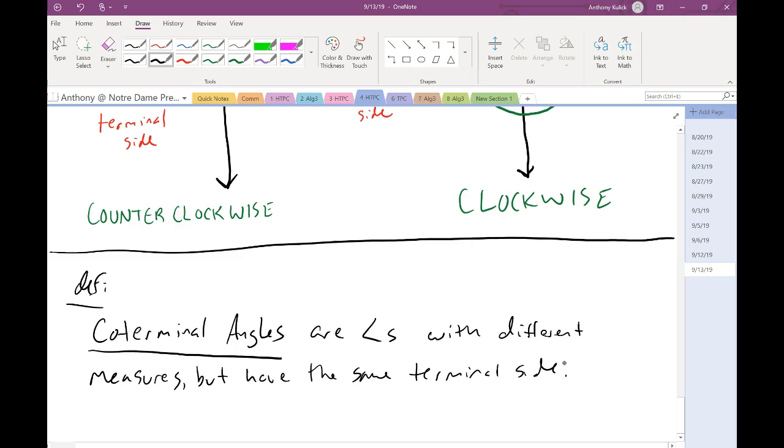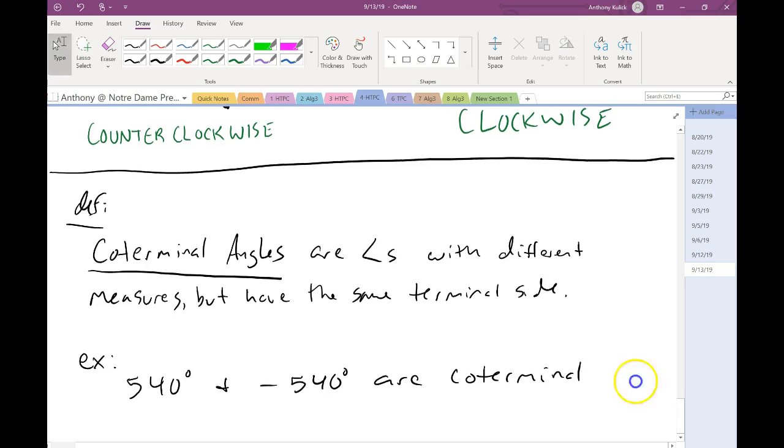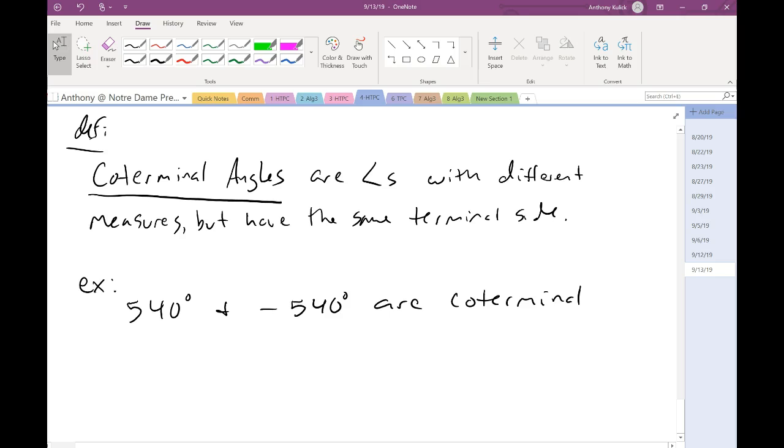So we say that coterminal angles are angles with different measures but have the same terminal side. We observed above that 540 degrees and negative 540 degrees are coterminal, right? When we draw their picture, it looks identical. Do you suppose that an angle and the negative of that angle are always coterminal? Probably not. Let's look at an example to illustrate that.